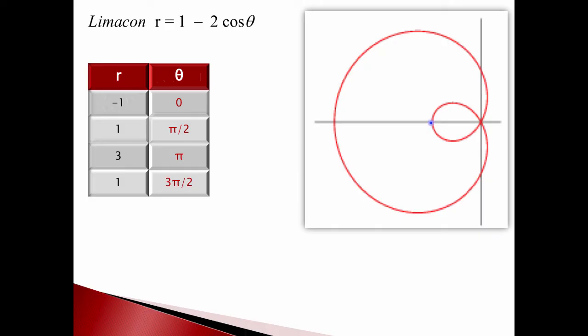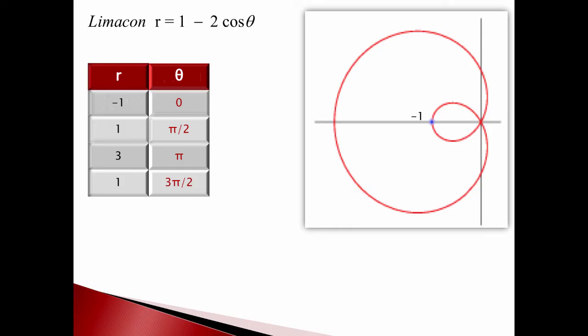So here's where we start. Theta equal to 0, which means I should normally expect to see something out here on the positive part of the x-axis. Theta is equal to 0, but what's my r? Oh, r is negative 1. That means I have to go backwards by 1. That's weird. So I end up over here where r is at minus 1.